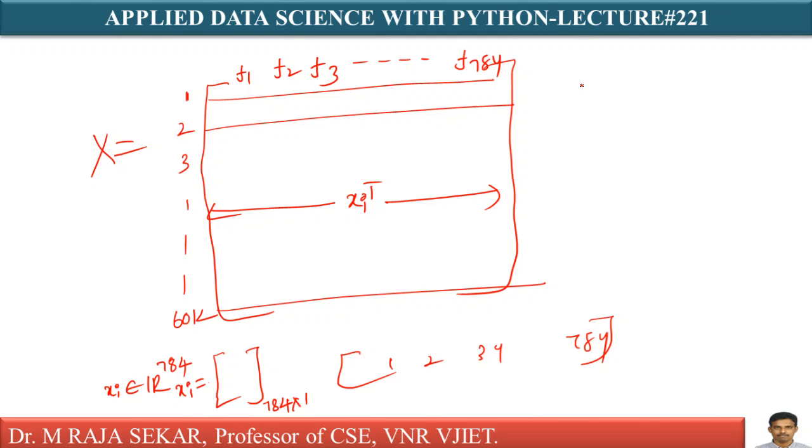For each xi, I will have a yi. Yi belongs to 0, 1, 2, and so on up to 9. There are ten labels, isn't it? It is simple. We have a 784 dimensional data set.